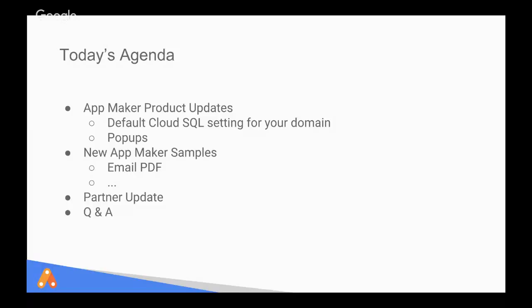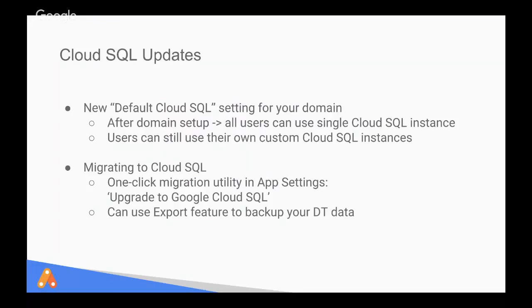Okay, so first of all, let me step into some of our updates. We'll start with Cloud SQL. As many of you are aware, we have this new default Cloud SQL setting. This is actually a domain setting, so you would need your domain admin to go through and set that up for you. I can explain a little bit how it works, but it's fairly straightforward. Any domain admin who's already set up your AppMaker instance for your domain would also be able to specify a specific Cloud SQL instance that could then be made useful for all the folks in your domain. That pretty much simplifies the actual usage of AppMaker once you get the Cloud SQL set up.